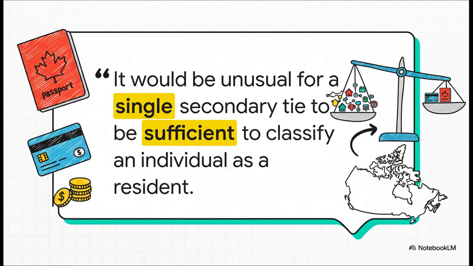And this quote right here, this gets to the absolute heart of it. This is pulled directly from the CRA's own rulebook, and it's the key principle for secondary ties. They have to be looked at collectively. So just having a Canadian passport by itself or one bank account left open, that's probably not going to be enough. It's the total weight of all these smaller connections combined that really matters.